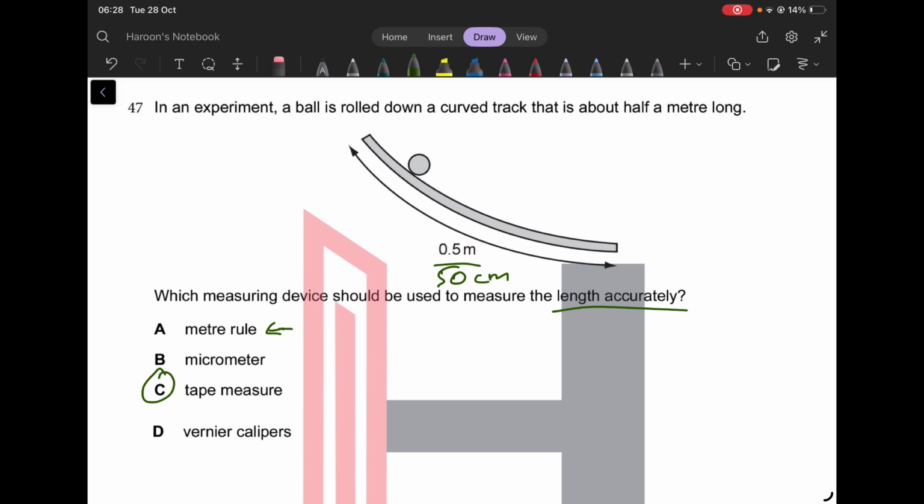But the thing is, this is not a straight line. Meter rule is used for measuring straight lines. Micrometer is used for measuring lengths of less than 1 centimeter, not in the appropriate range. Similarly, vernier caliper is for 1 centimeter to 10 centimeters, not in the appropriate range either.